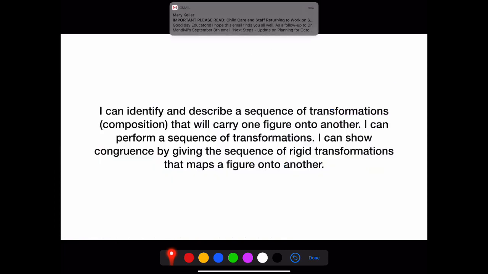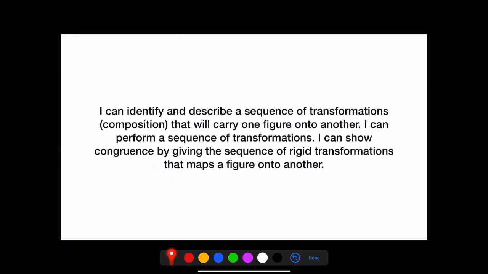All right, next up, our final learning target. I can identify and describe a sequence of transformations, which is also known as a composition, that will carry one figure onto another. I can also perform a sequence of transformations and show congruence by using a sequence of rigid transformations to map one figure onto another. So these are the three final learning targets of this test.